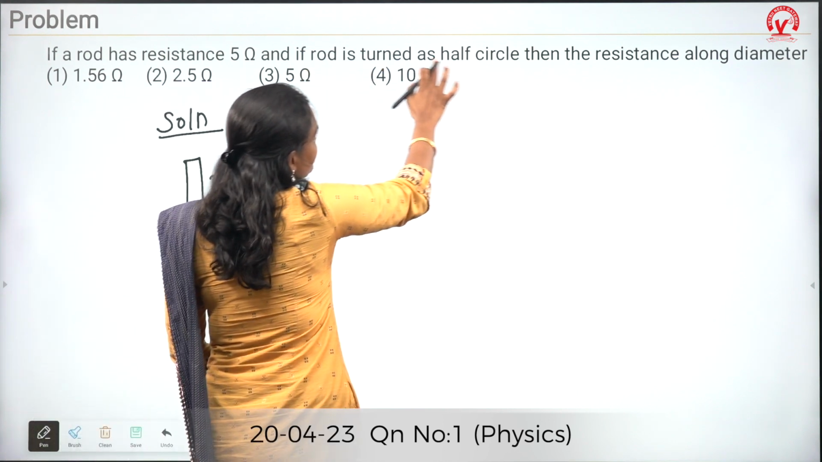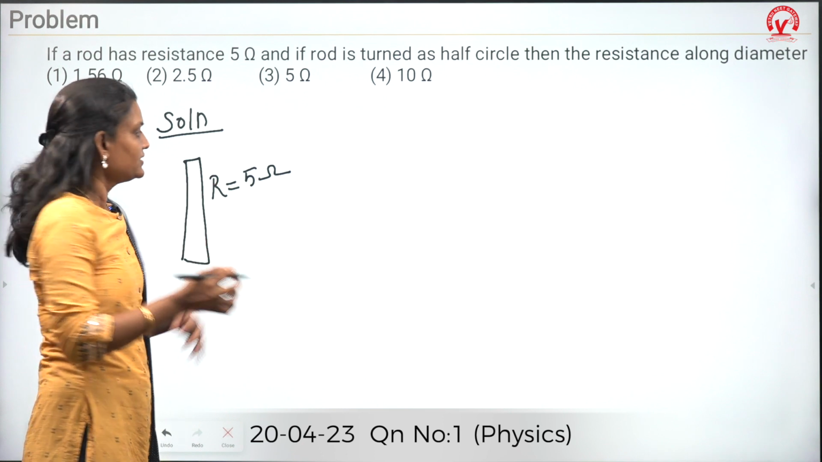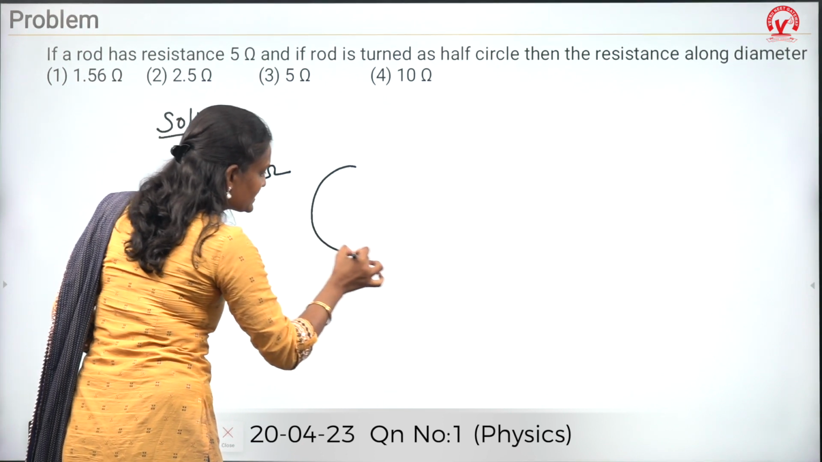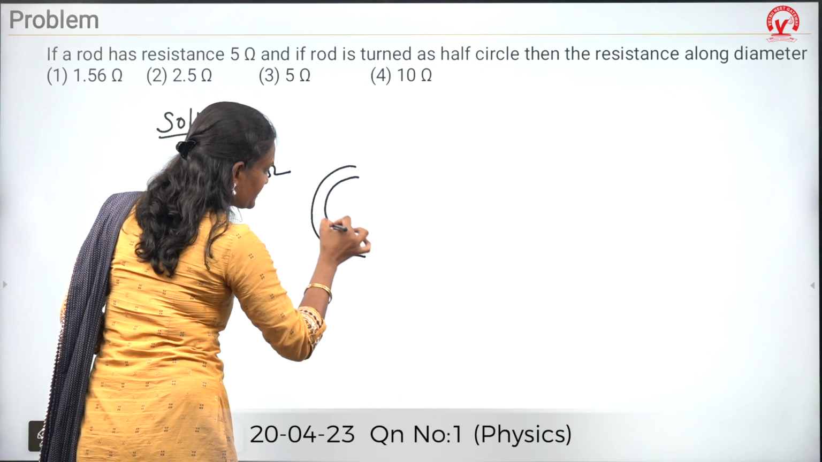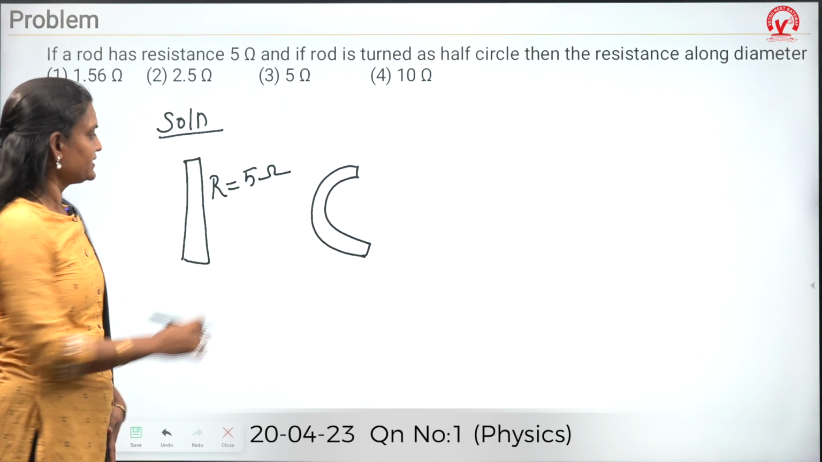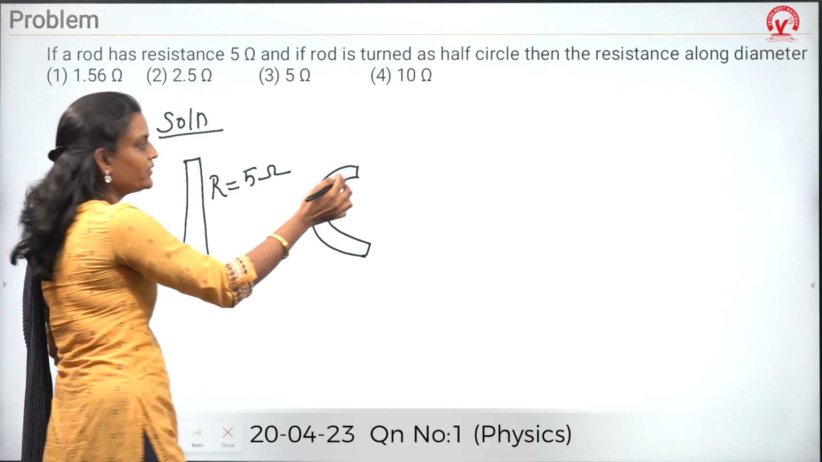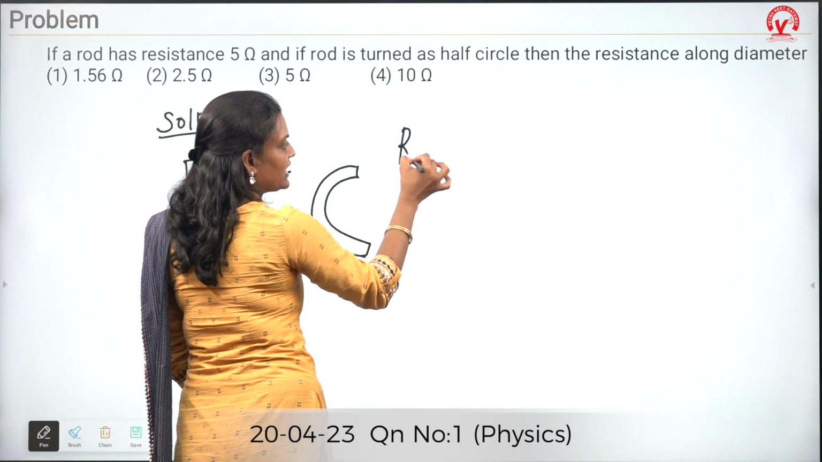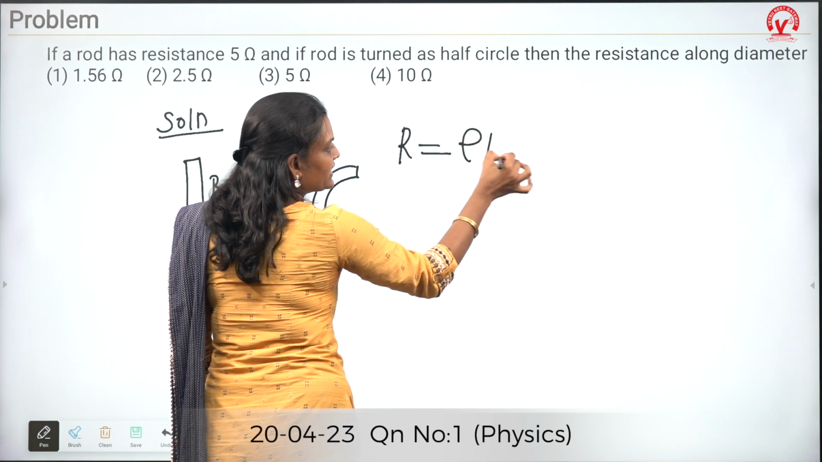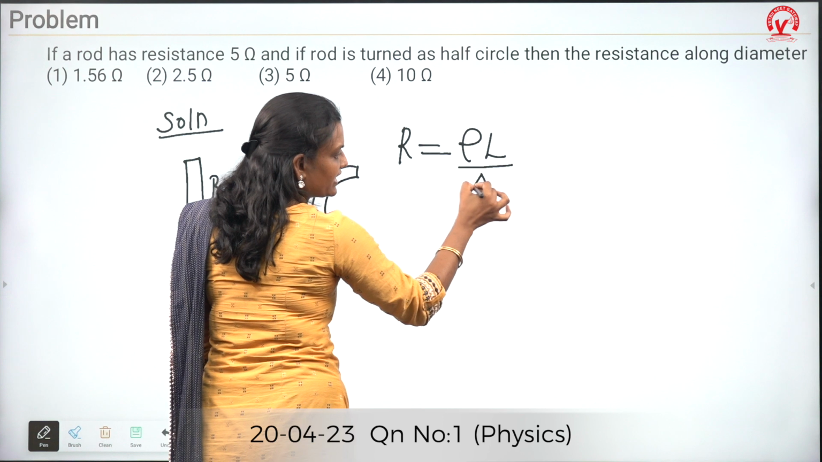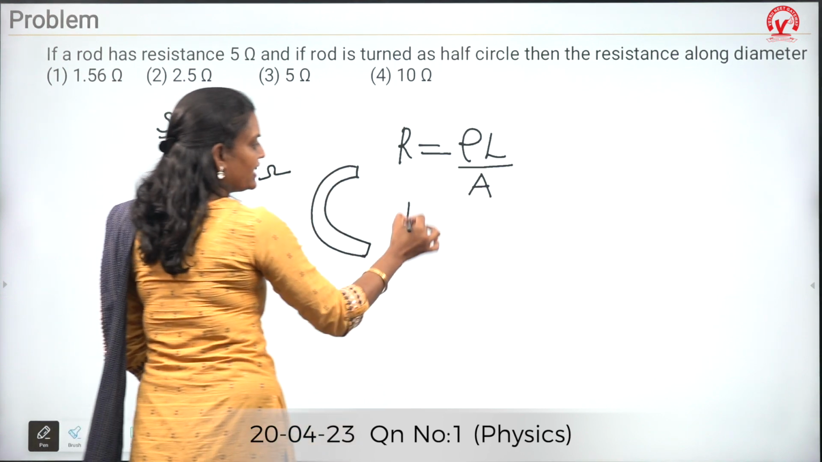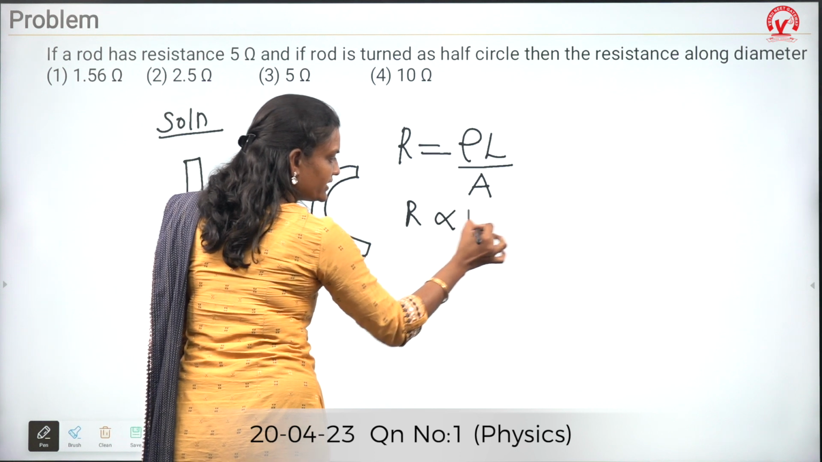Now we want to turn this into a half circle, so I am going to take this rod and turn it as a half circle. We know that this rod is turned like this. Now we know that resistance R is equal to resistivity times length divided by area. So the resistance R is directly proportional to L here.